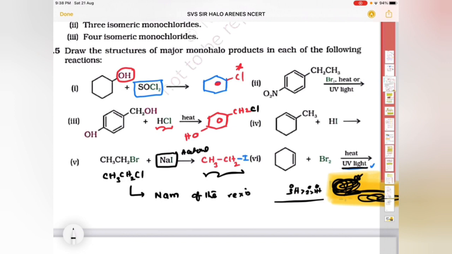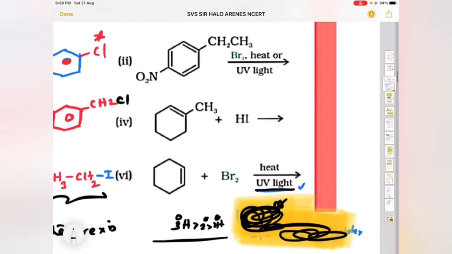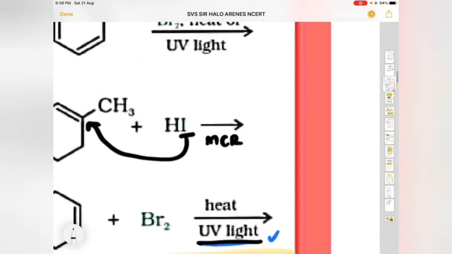So it is Finkelstein reaction. So here you see the reaction with HI. So what happens? We have to follow the same, Markovnikov rule. Here iodine will be added. So we are getting 1-iodo. Let me write here. Methyl here, so iodine will be added here. So we are getting 1-iodo-1-methylcyclohexane.